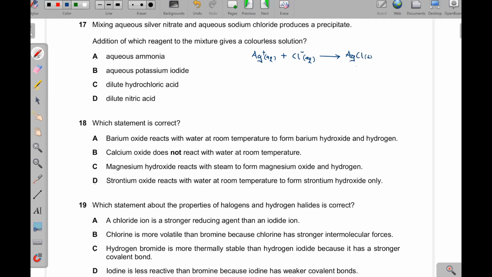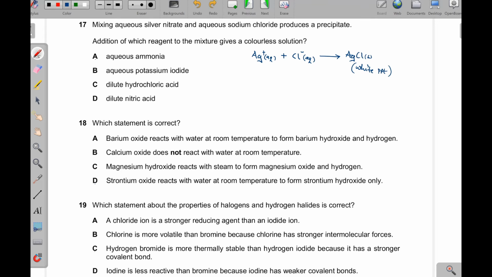Okay? White what? Precipitate. You see? White precipitate. Now, this is a chloride in here, white precipitate. Now, addition of which reagent to the mixture gives a colorless solution? That means this one has to dissolve.